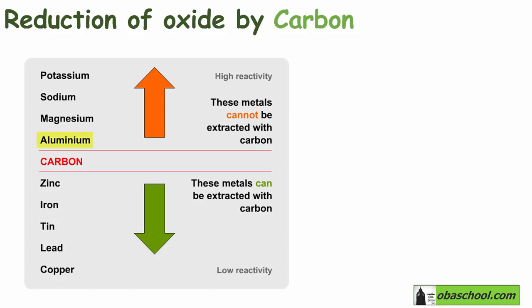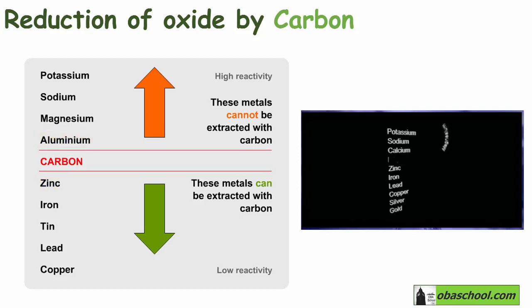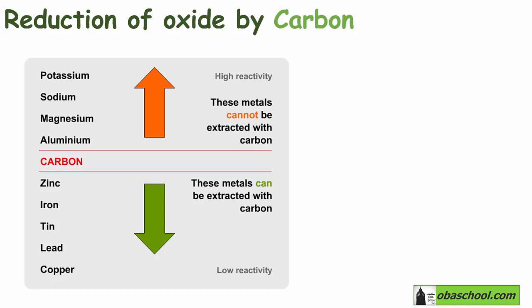Carbon lies between aluminum and zinc. For a displacement reaction to take place, the more reactive metal will displace the less reactive one. And this means that the metal should be higher in the reactivity series because as we move up, the reactivity increases. So for example, if we compare between iron and aluminum, aluminum is more reactive than iron. So aluminum is able to displace iron.